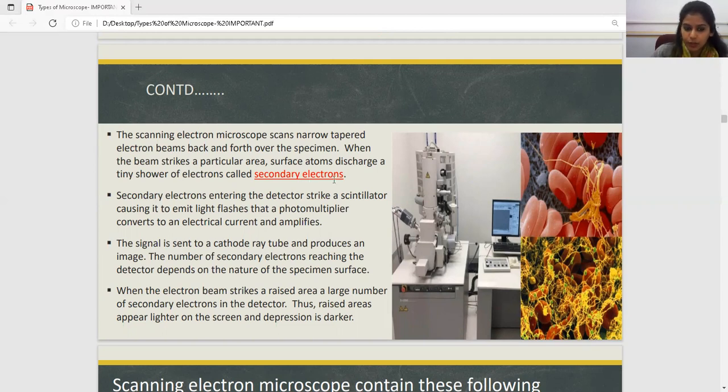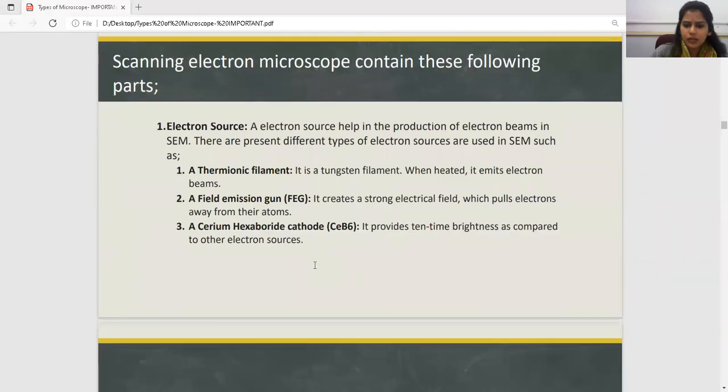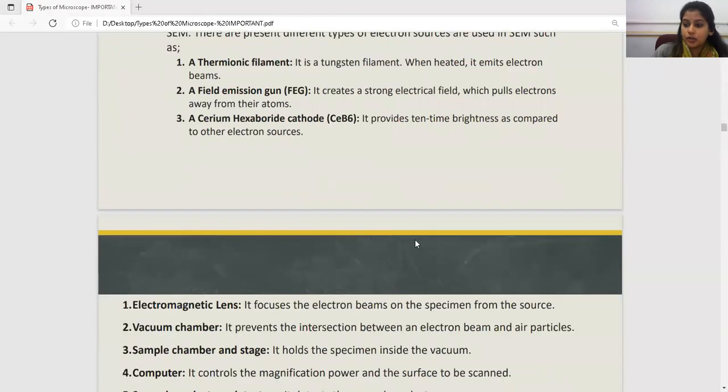First, the secondary electrons are produced, which are made to be incident on the scintillator film, which causes a flash of light. These flashes of light are now converted using a beam of electric current, and then these signals are transmitted into a photographic film. There are many other electron sources that we can use, which can be tungsten filament, of course, which is most commonly used because of its cost and convenience in usage. Also we have the field emission gun, and the cerium hexaboride cathode, which produces 10 times brighter electron sources.